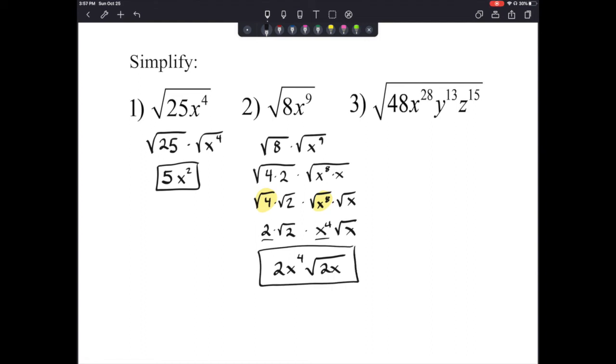Number 3, the square root of 48, x to the 28th, y to the 13th, z to the 15th. Take your time, break it apart.